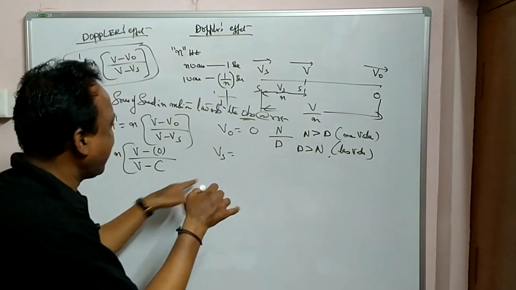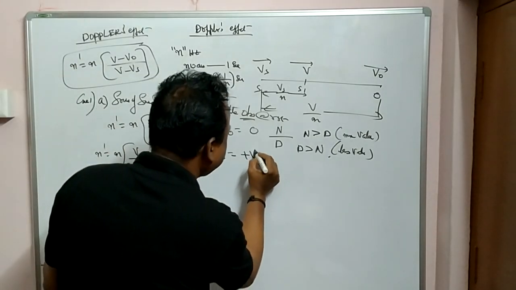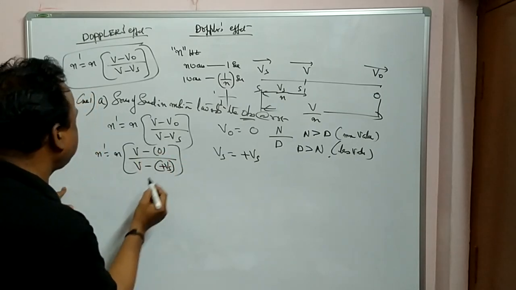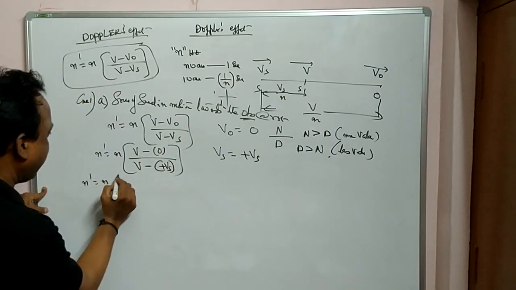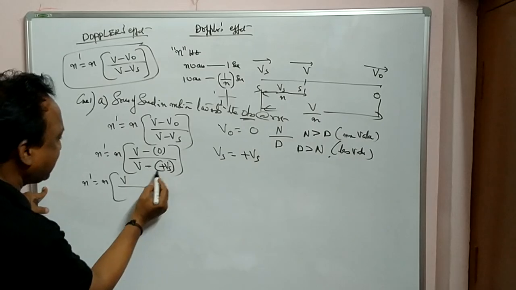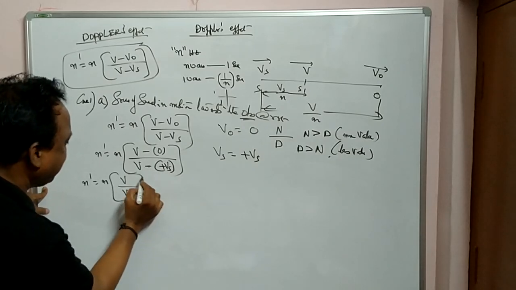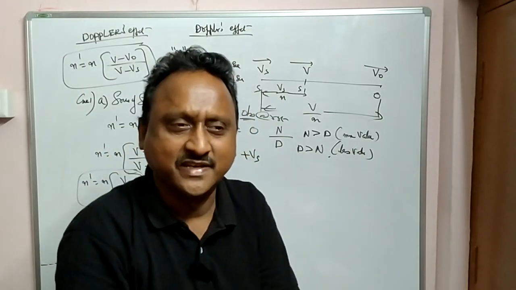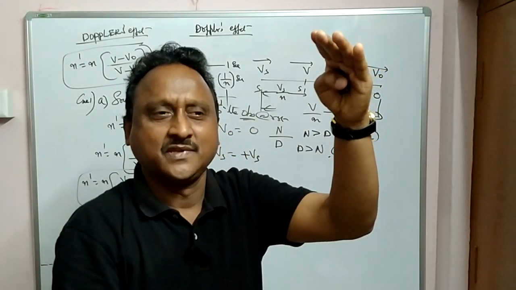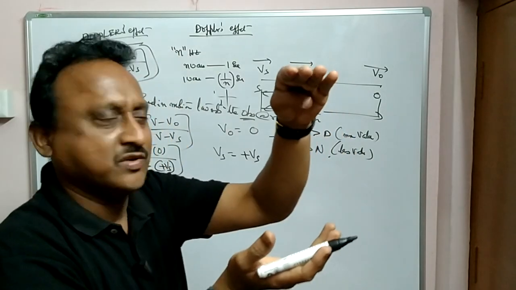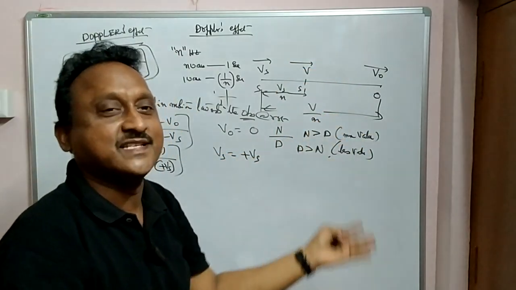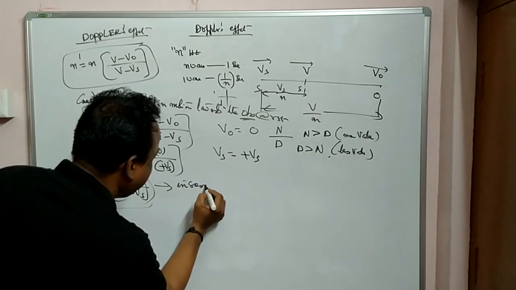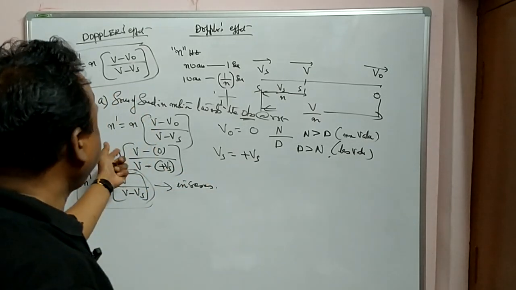Then the denominator should be less. That means Vs should be what? Plus Vs. Therefore plus Vs, velocity of the observer, I mean source. Therefore N dash is equal to N into V by V minus Vs. See once, V minus Vs. So V is greater and numerator is greater, so more frequency. So the observer here, the apparent frequency is increasing. So in this case, the apparent frequency increases.